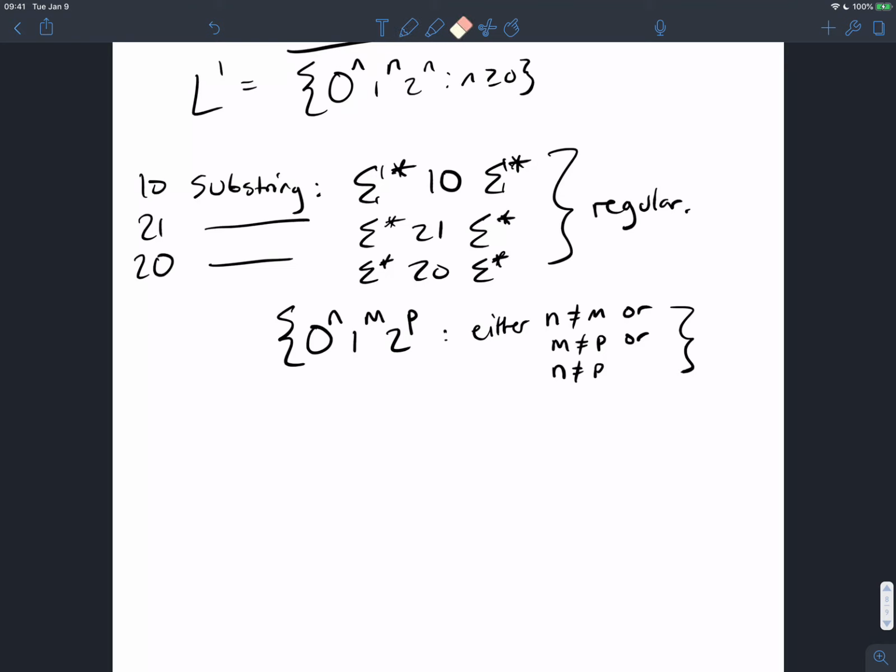Yeah. So let's try to handle the first one, a different number of zeros and ones. Could we make a grammar for this? Does the number of twos matter here? No. Couldn't we just say that this is the same thing as this, concatenated with 2 star, because I can have any number of twos appear after? Pretty cool. So how do we make a grammar for a different number of zeros and ones?